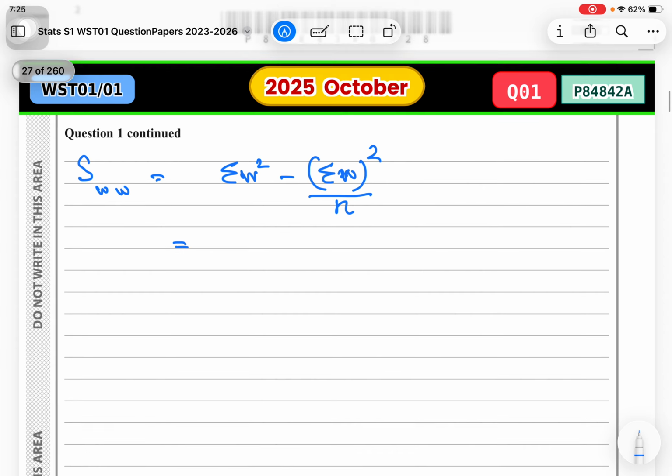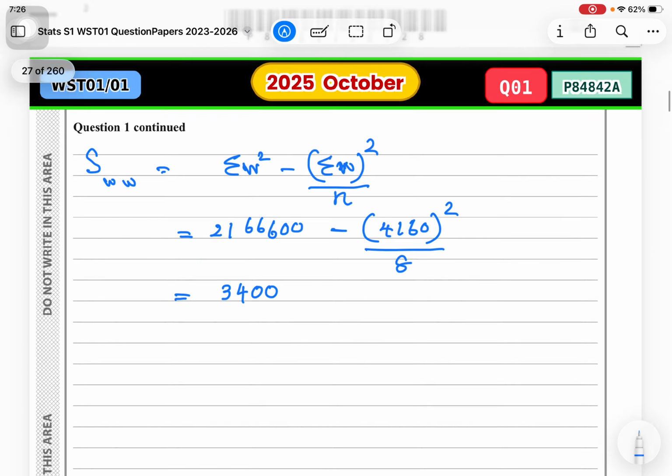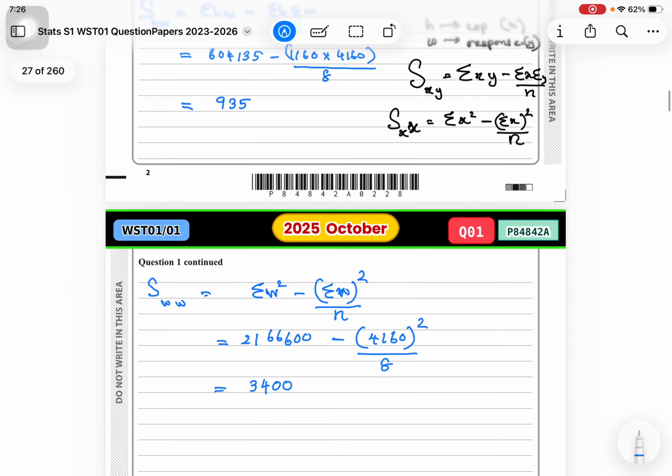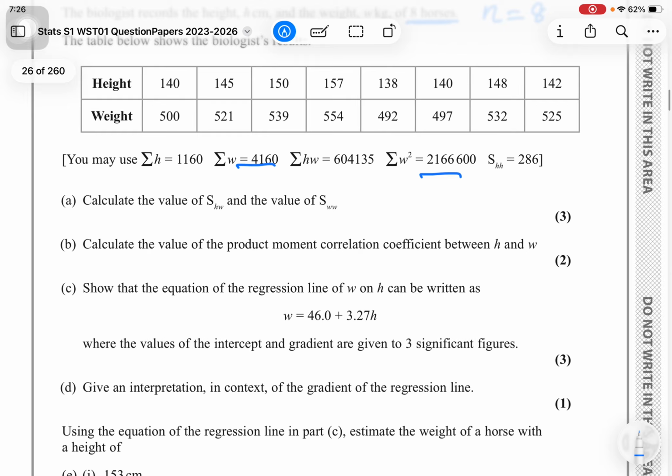So we can go with 2166600 minus 4160 whole thing squared divided by 8. When you put it in the calculator, we will get 3400. Okay, so we have quite a bit of information that we found that gives you the answer for the first question.